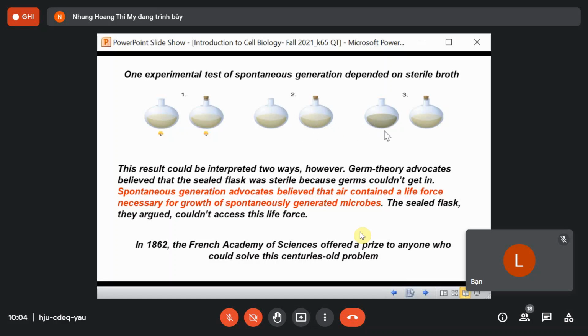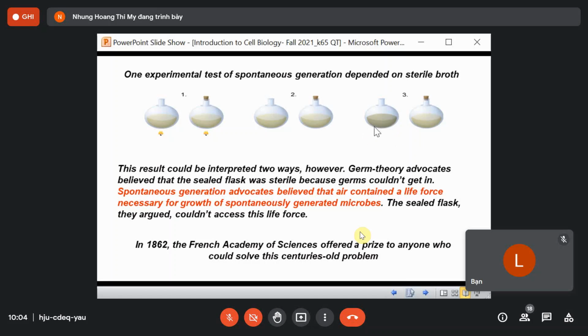Over time, they observe the trends in the color of the solution in these two containers. In the open one, the color turns darker, and the sealed one remains unchanged. So if the sealed container is broken or opened, the solution changes color. Okay, so that is the result they received from the experiment.